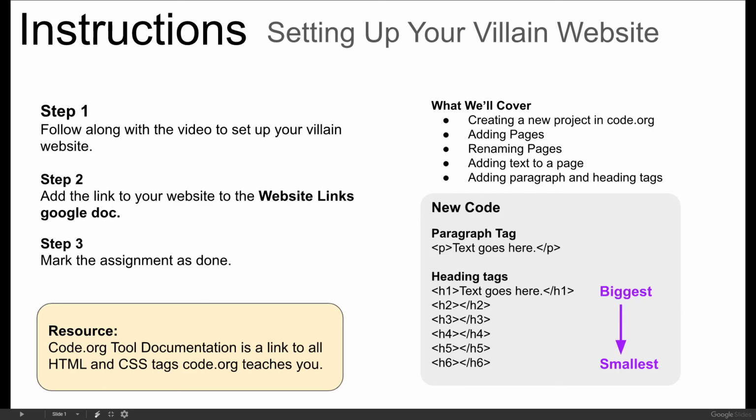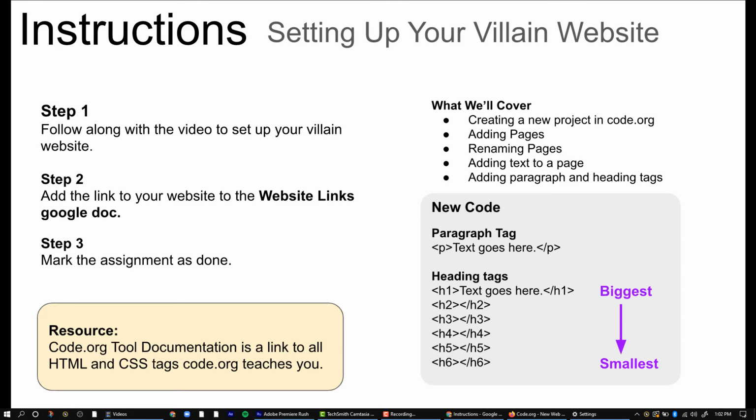This assignment is going to walk you through how to set up your Villain website in code.org as a project. We are going to cover adding pages, renaming pages, adding text to a page, and adding paragraph and heading tags. The new code that we are going to go over is the paragraph tag. I refer to it as the P tag. Your text goes between the open P tag and the closing P tag.